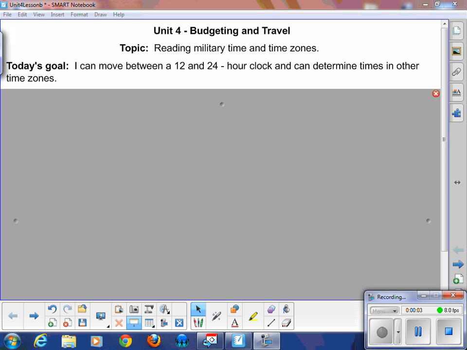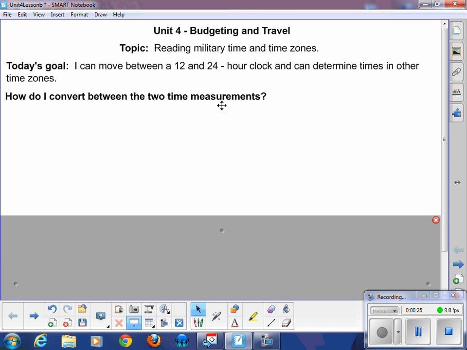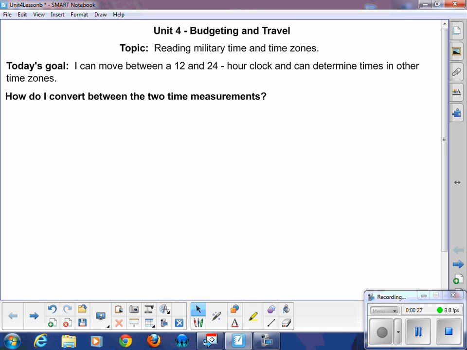Unit 4 is budgeting and travel. So what is our first topic for this unit? It is reading military time and then working with time zones. So what do I want you to be able to do? I want you to be able to go between the 12 and 24-hour clock system, and then I want you to be able to answer a bunch of questions about dealing with time zones. Okay? So where we're starting today, how do I convert between the two time measurements?